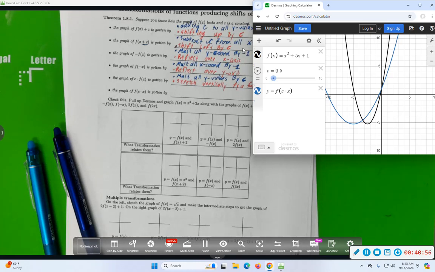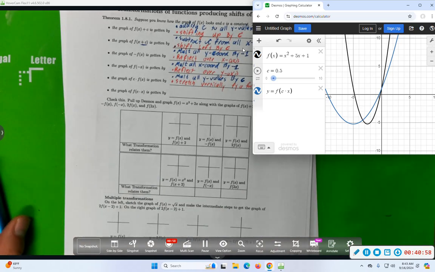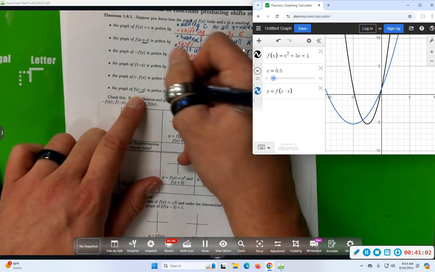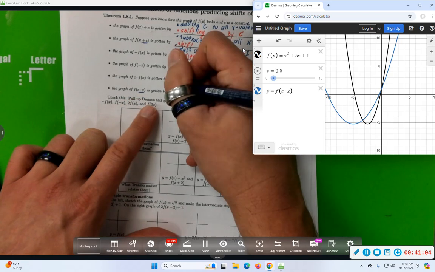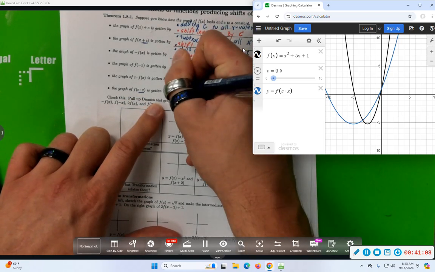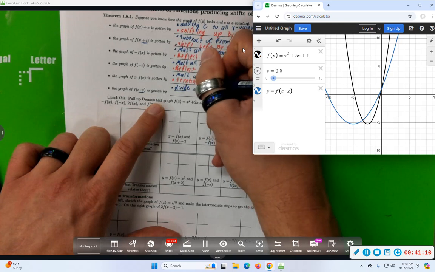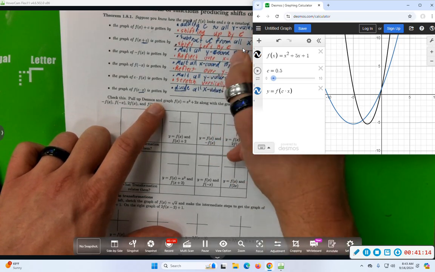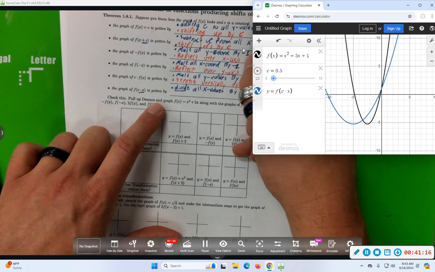So let's write that down. If you want to multiply an x by c inside of the parentheses, that means I want to divide all x values on the graph by c.